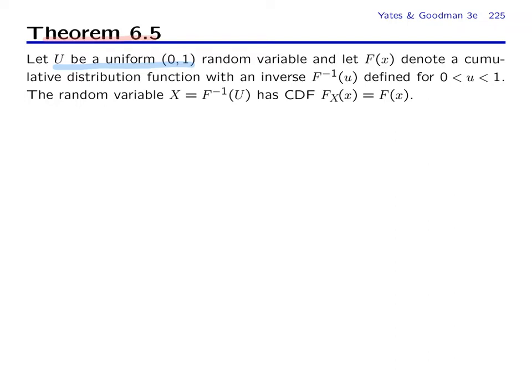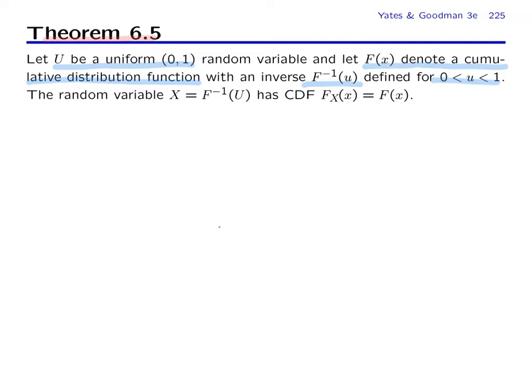Where it gets confusing is we introduce a function F of x, which is a cumulative distribution function, which we don't exactly specify which one, but it has the property that it has an inverse function, F inverse of u, defined for all u between 0 and 1.